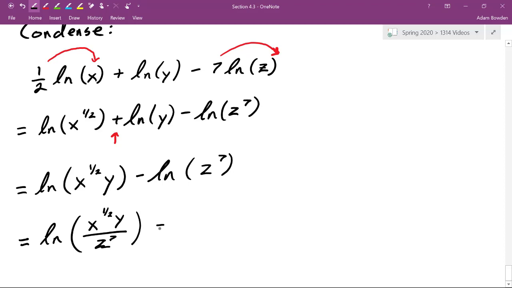And now the only other thing to do is go ahead and change the 1/2 power back to a square root. So we would make that square root x times y divided by z to the 7 power.